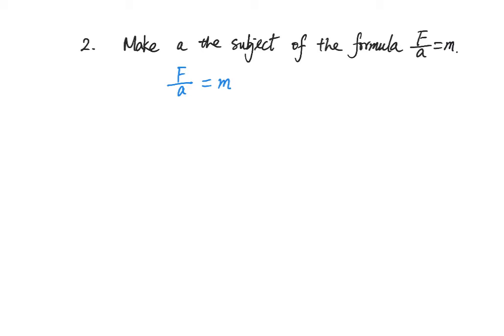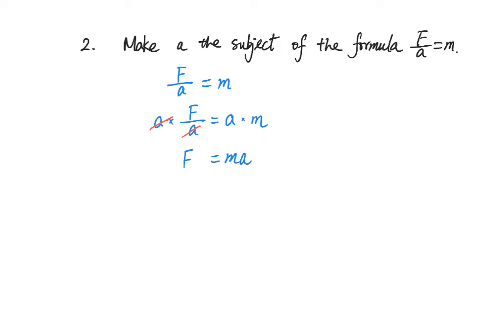Because we see denominators here, we want to remove the denominator first. Denominator means division. We use the inverse of division, which is multiplication. So we multiply a on both sides so that we can remove the denominator. Okay, a and a can be cancelled on the left hand side, so left hand side will be f. And on the right hand side, a times m, which is am.